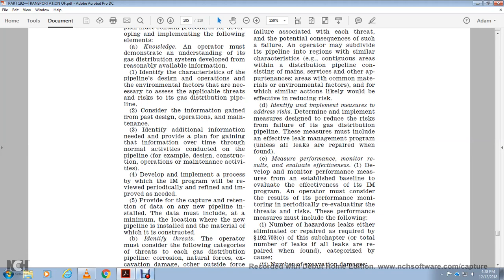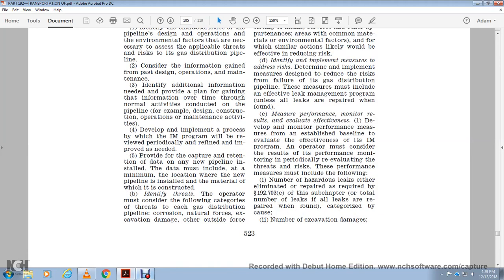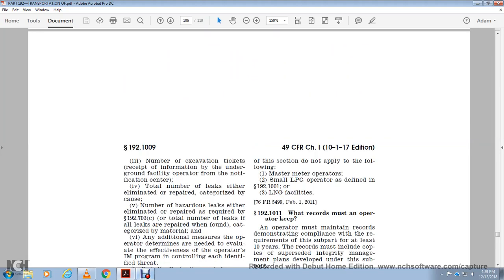These performance measures must include the following: the number of hazardous leaks either eliminated or repaired, as required by 192.703(c), categorized by cause; the number of excavation damages; the number of excavation tickets, that is, receipt of information by the underground facility operator from the notification center; the total number of leaks either eliminated or repaired, categorized by cause; and the number of hazardous leaks either eliminated or repaired, as required by 192.703(c).